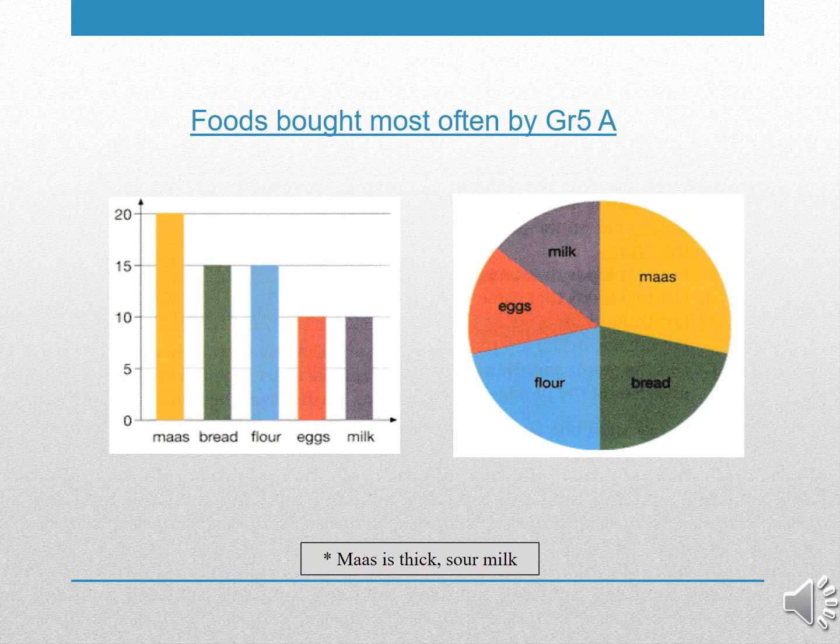The first product we can see in yellow is Mars. Now Mars, for those of you that don't know, is a thick sour milk. Secondly, we can see bread, followed by flour, eggs and milk.